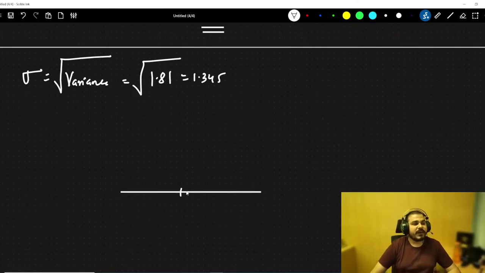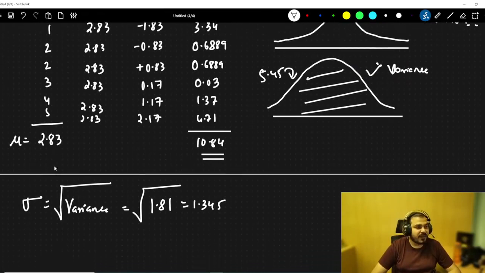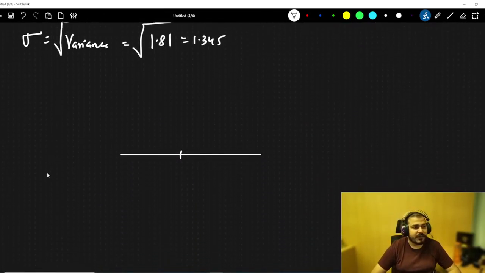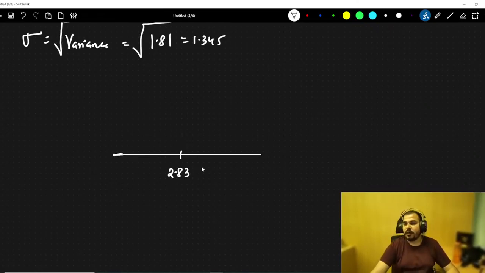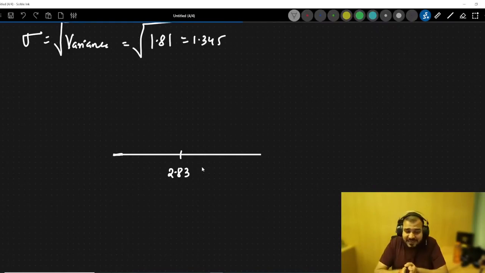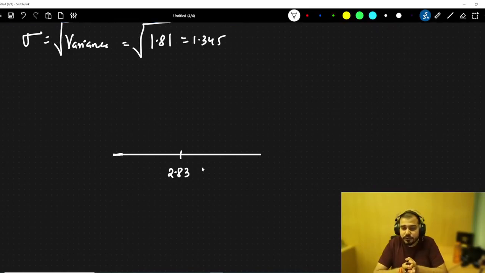Now see, what does standard deviation basically mean? What is the mean in this particular case? The mean is 2.83. From this mean, your data will be distributed, because the mean specifies your measure of central tendency. It says where the center is for that specific distribution.